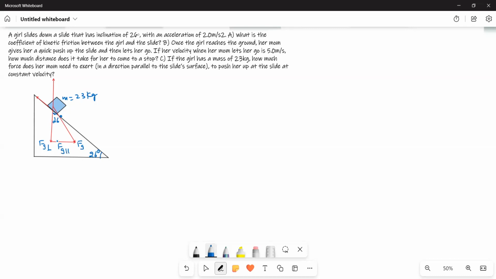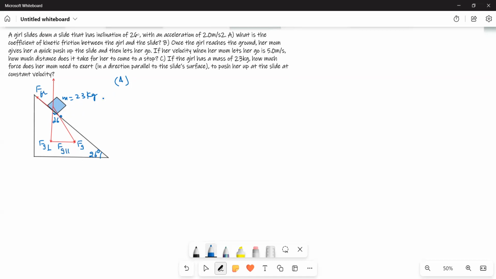And we have 3 different bits. Now we do each one separately. First, bit A. What is the coefficient of kinetic friction between the girl and the slide? That we have to find out. For that, what are the forces acting on her? Fg parallel is acting downwards, and F friction is acting in this direction because the girl is sliding down.